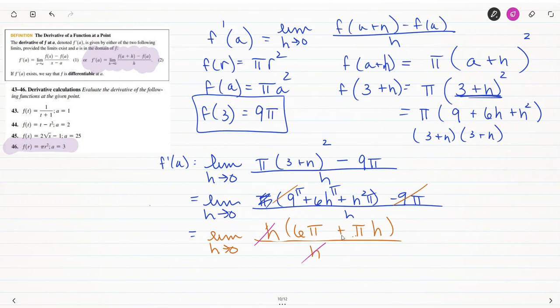And now I can replace the h with 0 and evaluate the limit as h approaches 0 of 6 pi plus pi h, which is going to be 6 pi plus pi times 0, or just 6 pi.